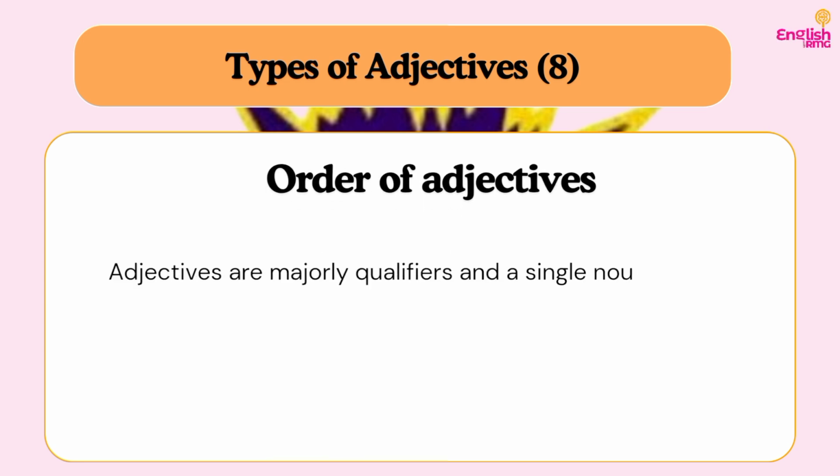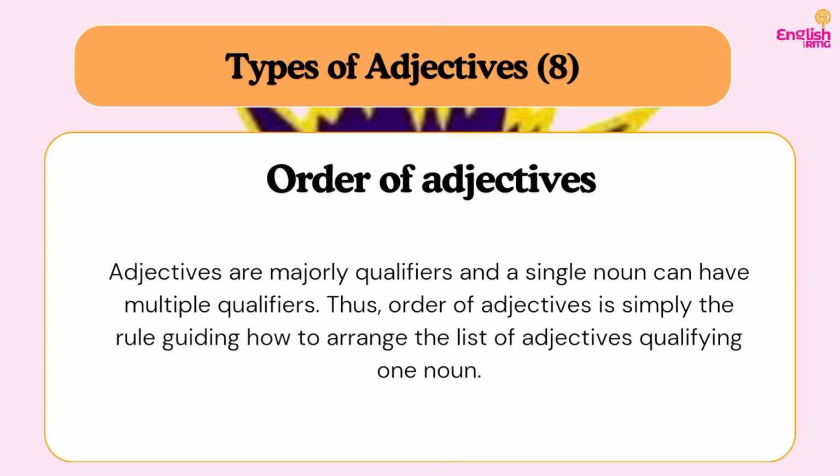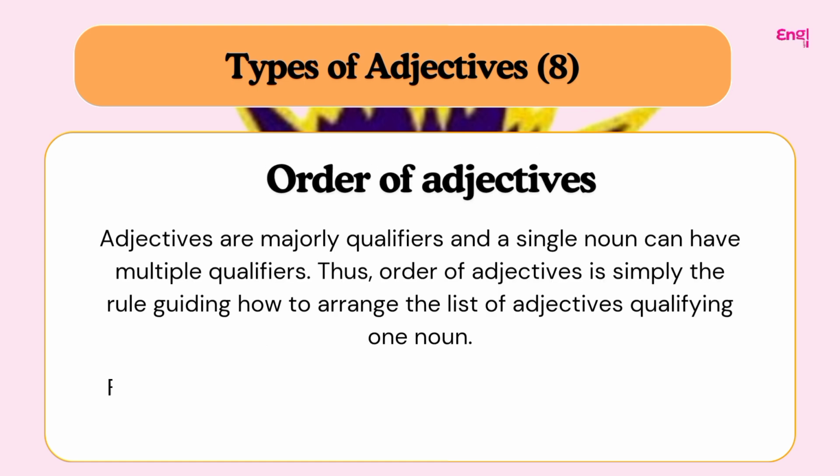So what is order of adjectives? Adjectives are majorly qualifiers, from what we explained in the first and second parts. And a single noun can have multiple qualifiers. Thus, order of adjectives is simply the rule guiding how to arrange the list of adjectives qualifying one noun. For example, I could say that I have a big red pointed shoe. Do you understand? So that's about three adjectives. So how do I arrange them?